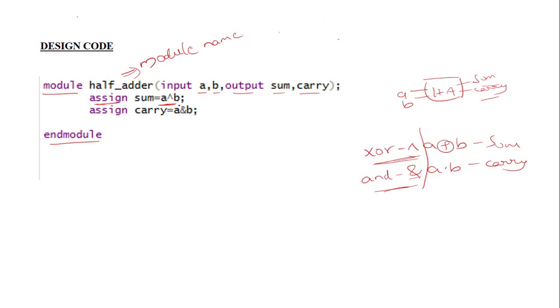So you can simply write sum is equal to A XOR B. The operation will be done and the output of A XOR B will go into the sum variable. Next, assign carry. What is the carry formula? A AND B. So simply the RHS value is assigned to the LHS. The A and B operation will be done and the value is assigned to carry. And simply we can close the module with endmodule.